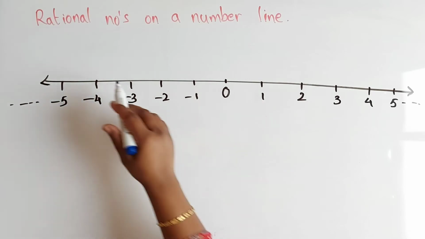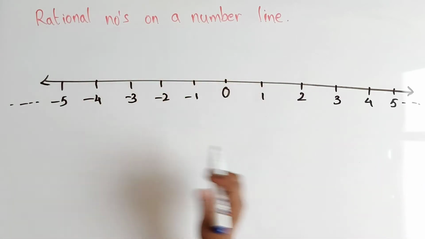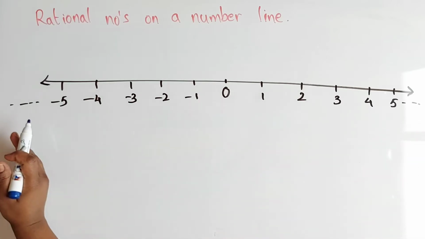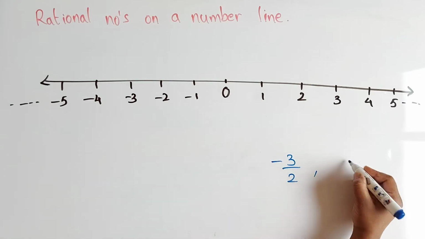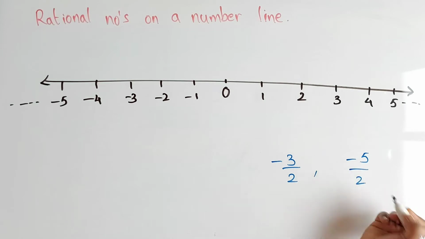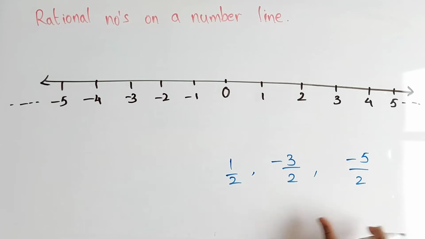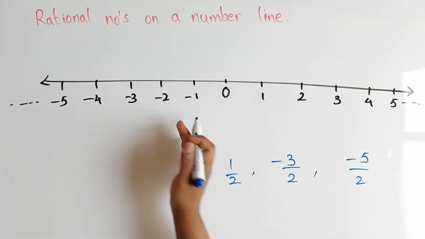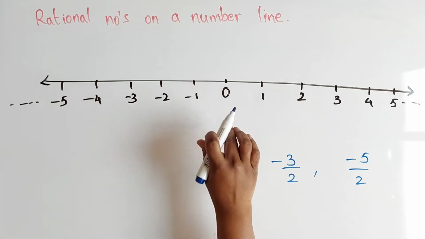How to represent rational numbers on a number line, children? You already know how to represent numbers on a number line. See here, all positive numbers are here and all negative numbers are here, right? Let us take the example minus 3 by 2, minus 5 by 2 and plus 1 by 2. Now we will represent these rational numbers on this number line, right children? All the positive integers are on the right side and the negative integers are on the left side, and the middle is 0. Correct children?